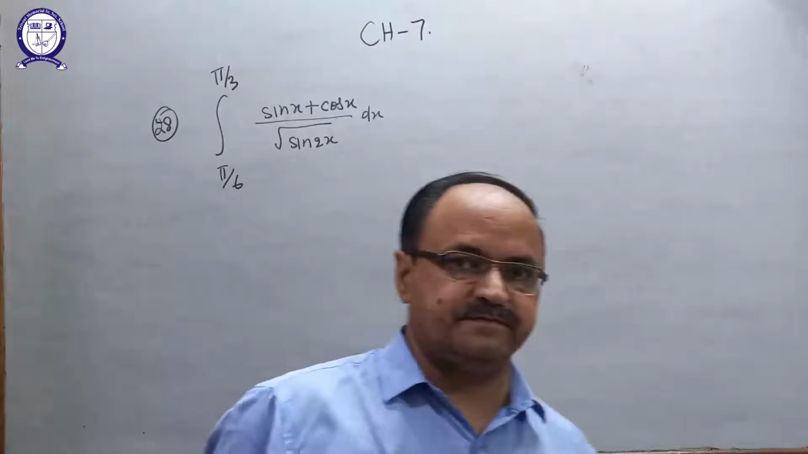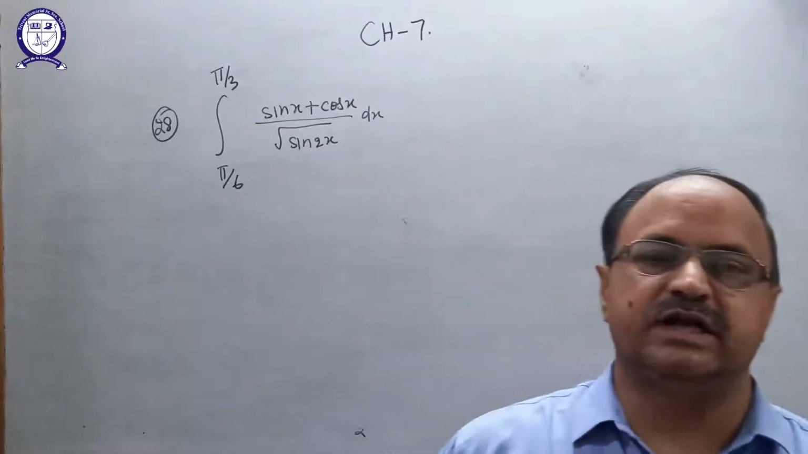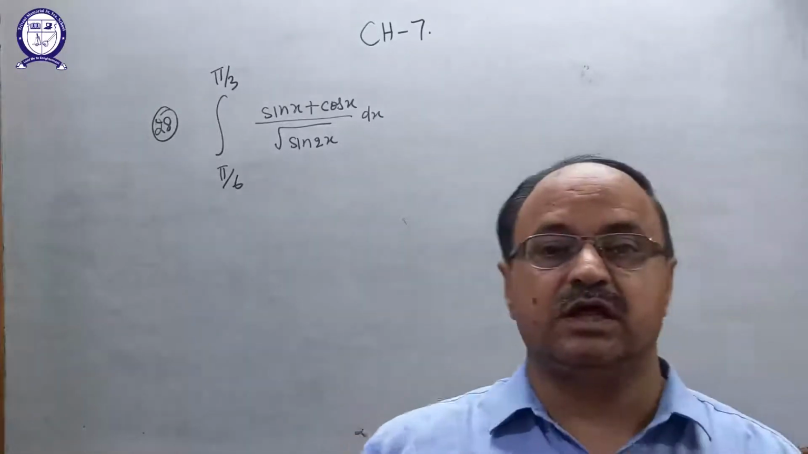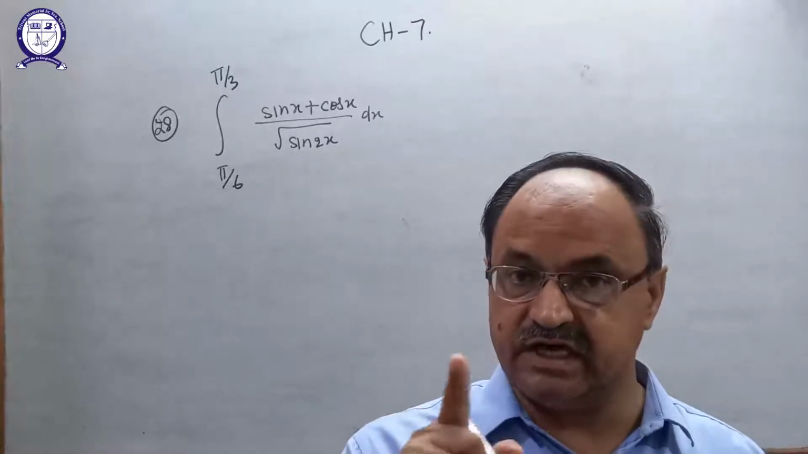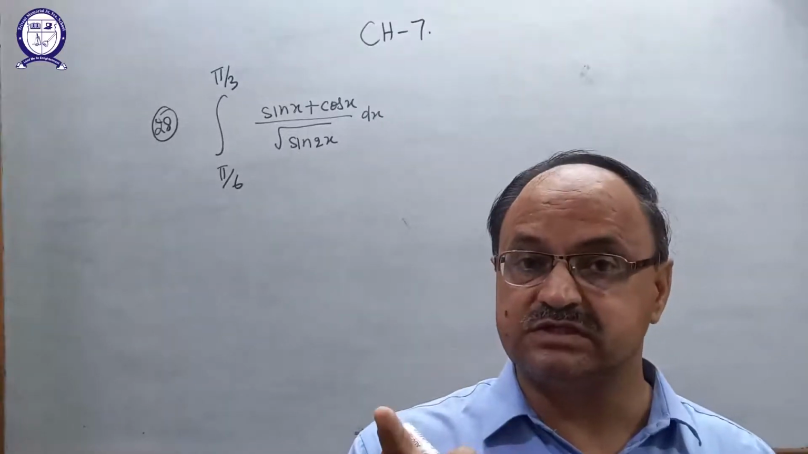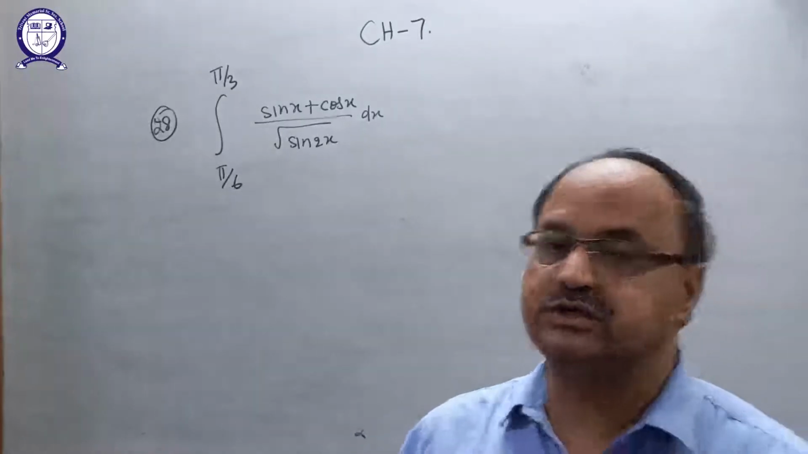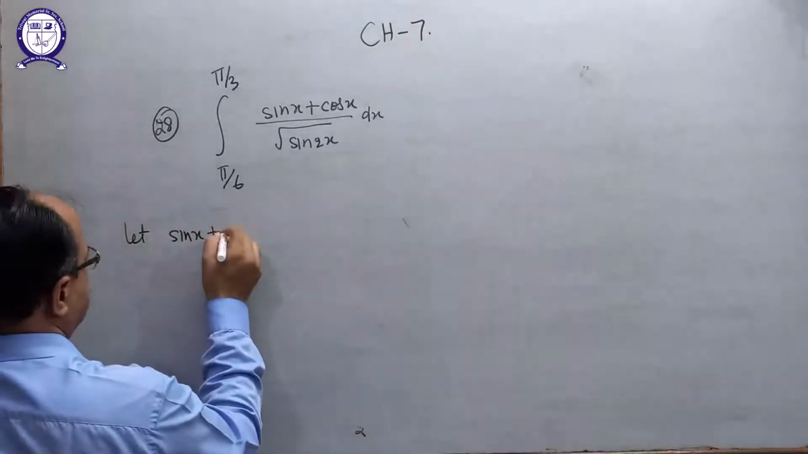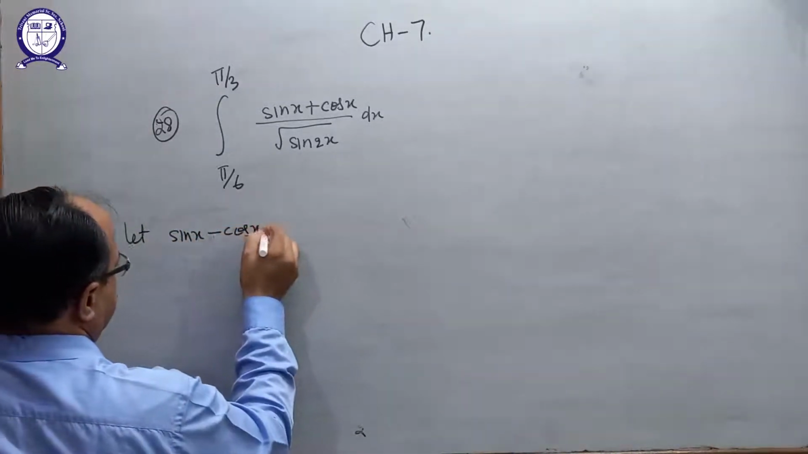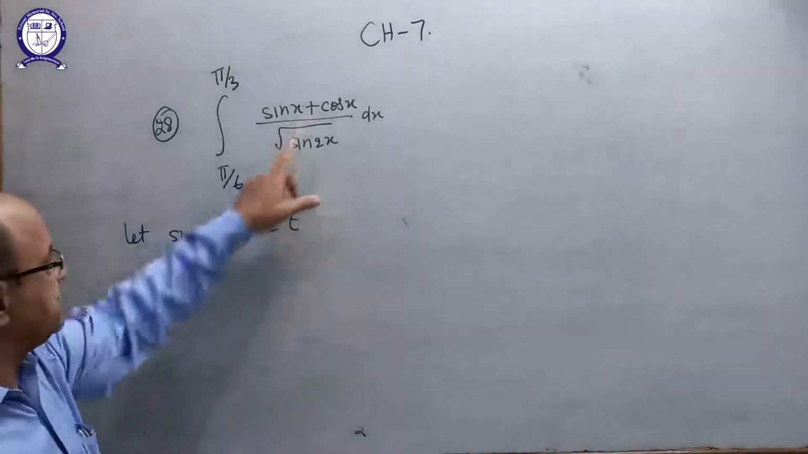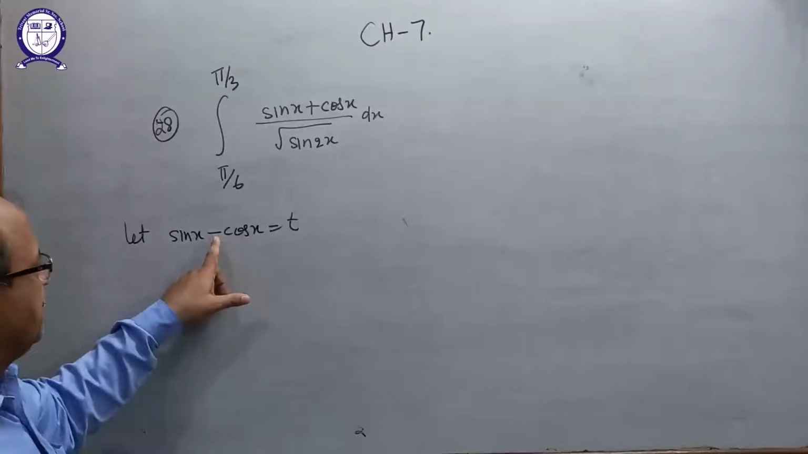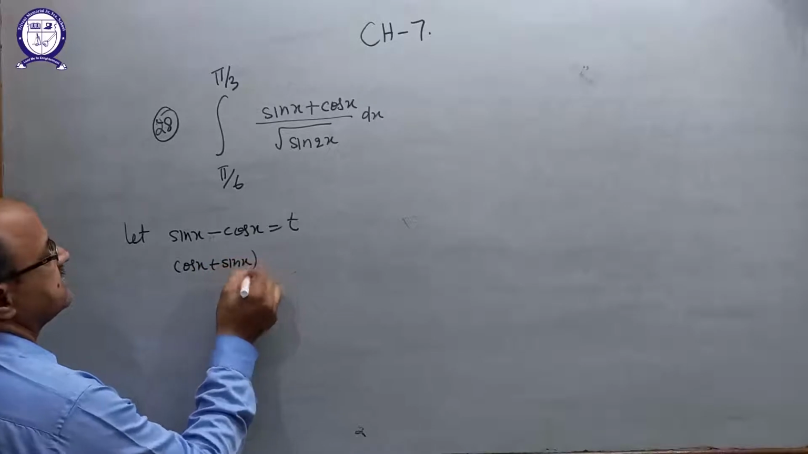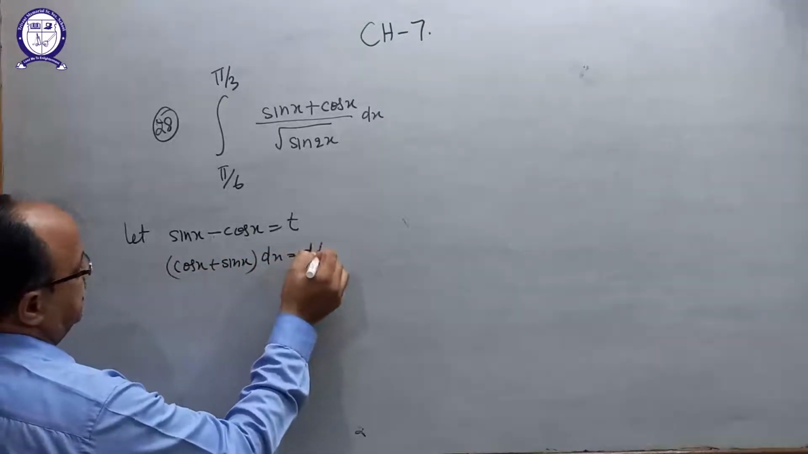This is a very important property. In this type of question, sin x plus cos x is present or sin x minus cos x. If sin x plus cos x is present in the question, then let sin x minus cos x. If sin x minus cos x is in the question, then let sin x plus cos x. Opposite of that. Therefore, let sin x plus or minus cos x equal to t. If here plus sign, then you let here minus sign. If here minus sign, then you let here plus sign. The derivative: (cos x plus sin x) dx is equal to dt.